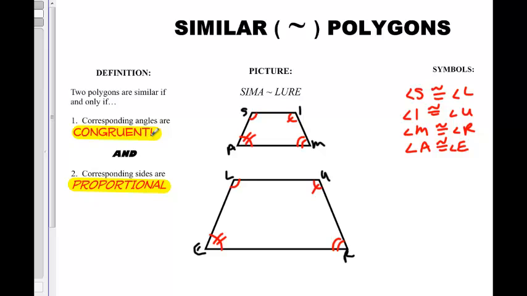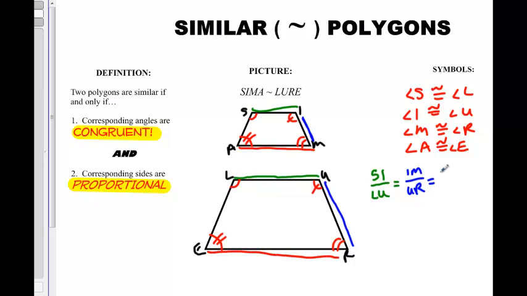Now that we've shown the angles are congruent, we have to show the corresponding sides are proportional. So what does that mean? It means we're going to take the sides. Let's start with this one here at the top, SI, and its corresponding side is LU. I'm going to show that that's in proportion with the other sides. So SI divided by LU, making a ratio out of it, is equal to, when I do it to the other sides, IM, for example, in blue here. That is corresponding to UR. It needs to be in the same ratio. So IM compared to UR, and that needs to work for all the sides. So this is going to take some working around. We're going to go AM compared to the bigger one of ER.